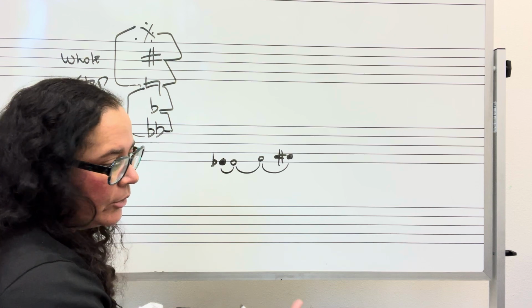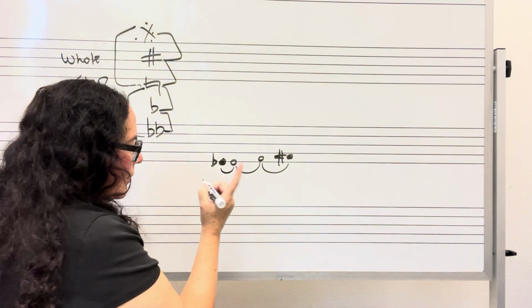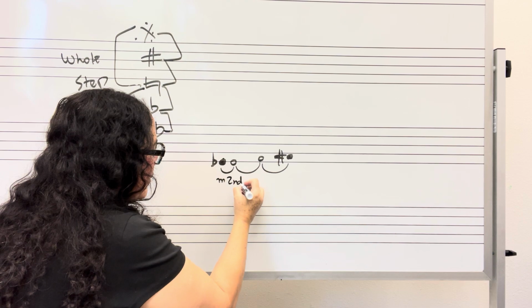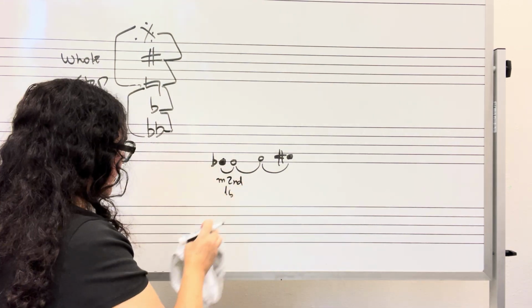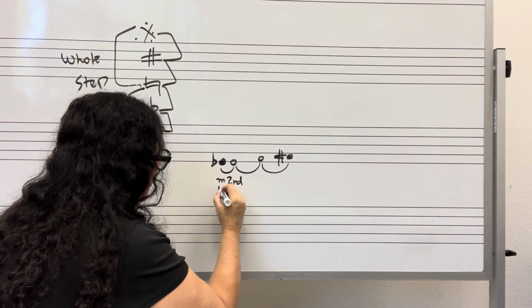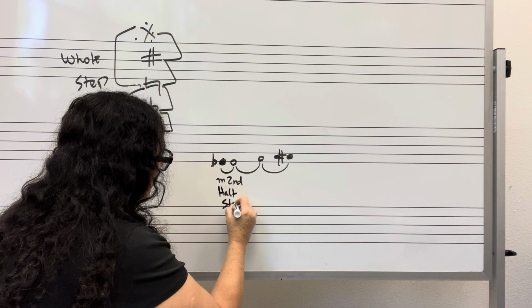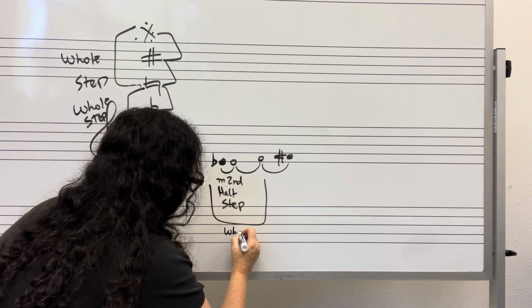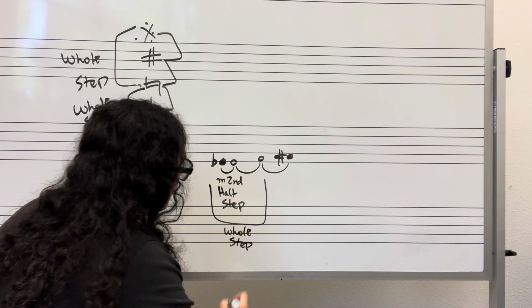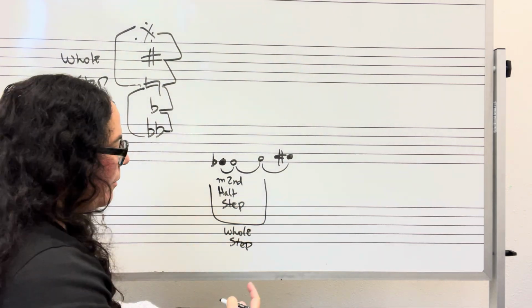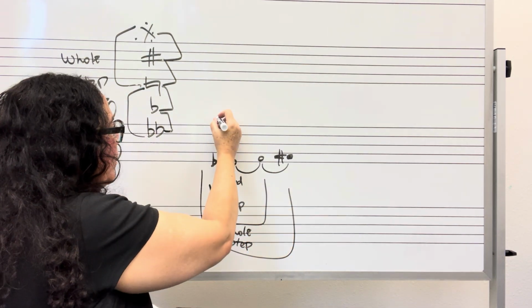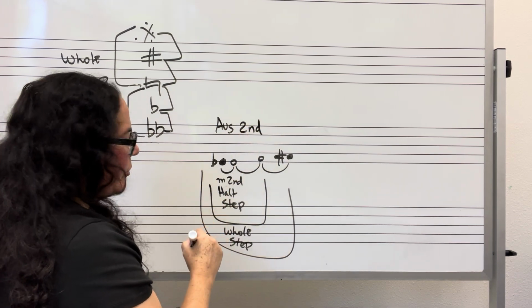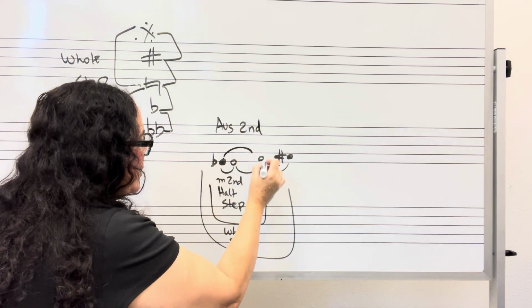Major second is one whole step. Let's go back. So minor second is one half step. Major second is one whole step. Augmented second, you should have one half step more. That is an augmented second, one whole step and one half step.